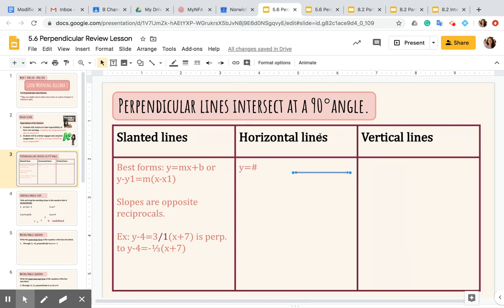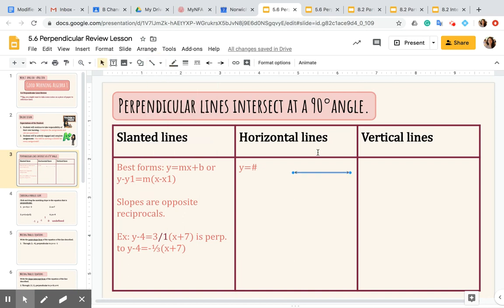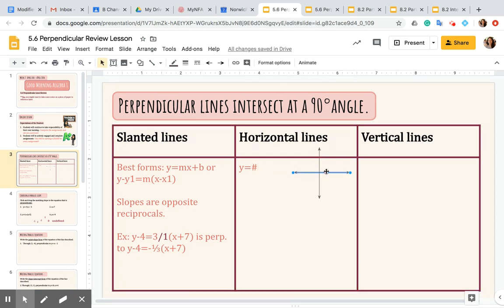Now, if I want a line to intersect this at a 90-degree angle, the type of line that I'm going to need is a vertical line. So let me draw a vertical line. It's not selecting. Here we go. I need a vertical line. Let me see if I can move these. Move it down. There we go.